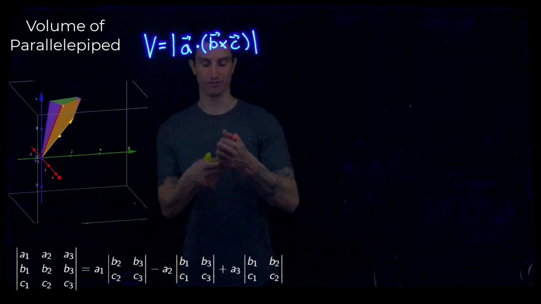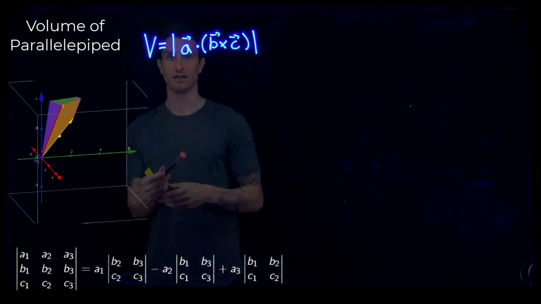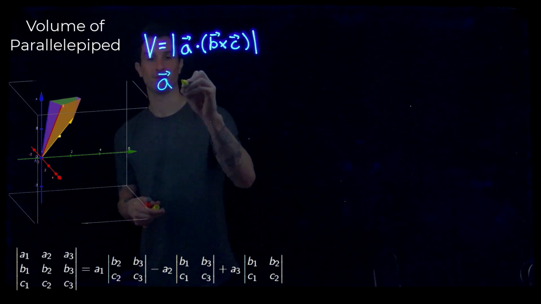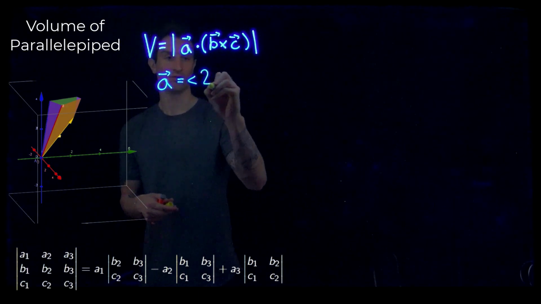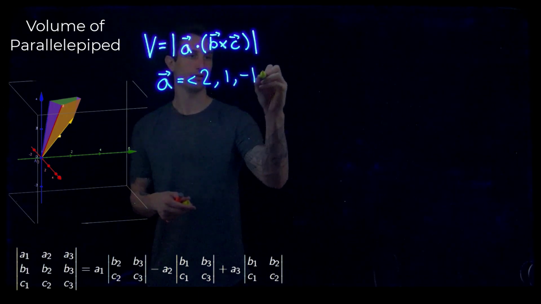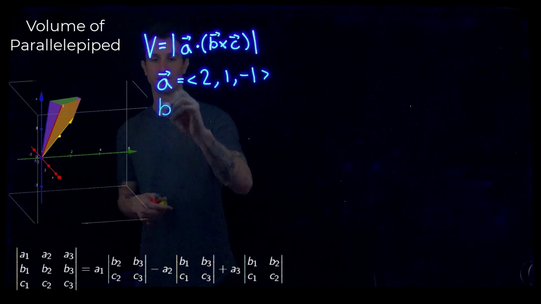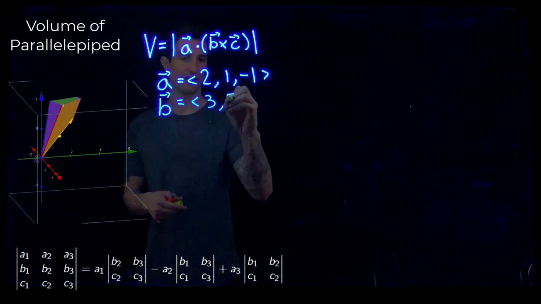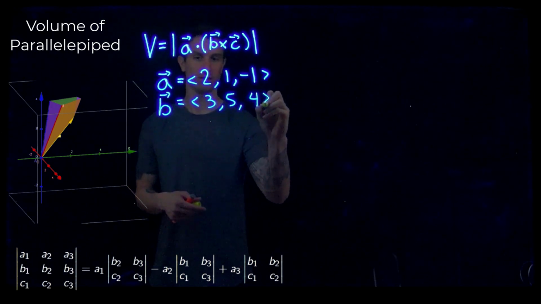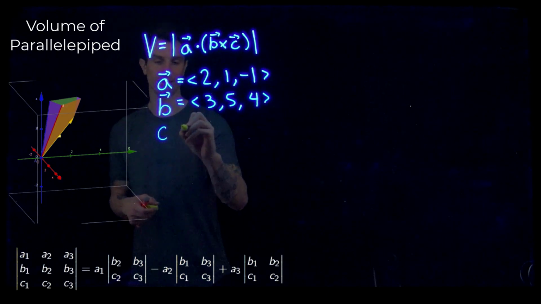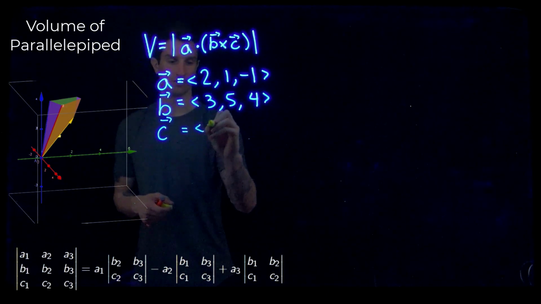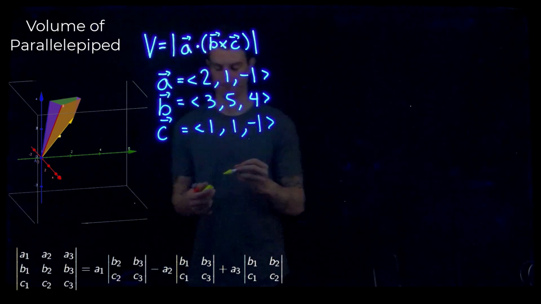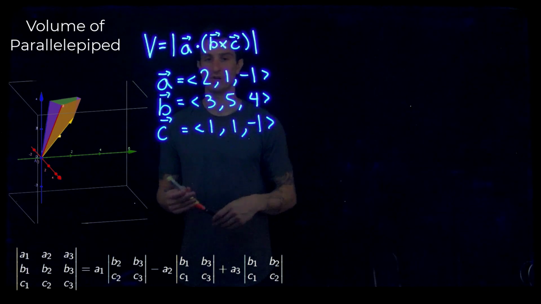Again, I should have a visual over here. Let's give you 3 different vectors. So let's go with A, and we'll just make these up as we go. A is 2, 1, -1. Let's say B is equal to, I don't know, 3, 5, 4. And C, we'll do an easy one here. We'll do 1, 1, -1. Awesome. Okay. So let's go ahead and compute.